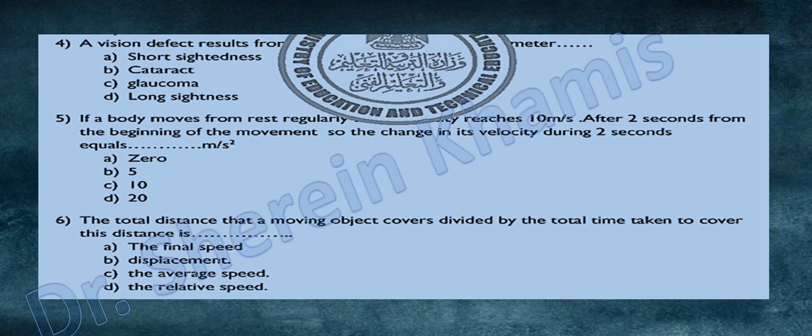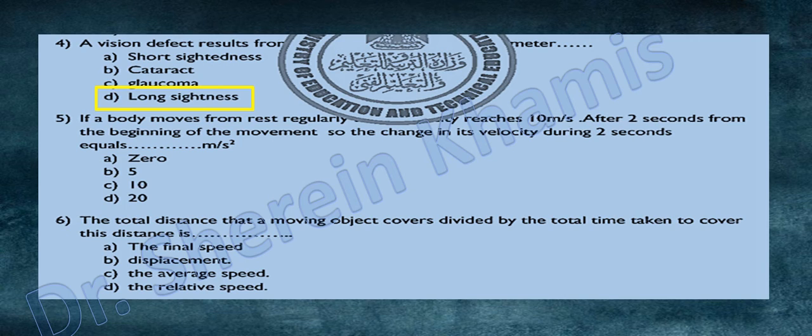So we have here a vision defect, we call it long sightedness, and we can treat it by using what? By using convex or concave lens. By using concave lens, as it makes what? The concave lens makes extension or divergence for the light rays, so they will reach the retina, and we can see the object on the retina of the eye.